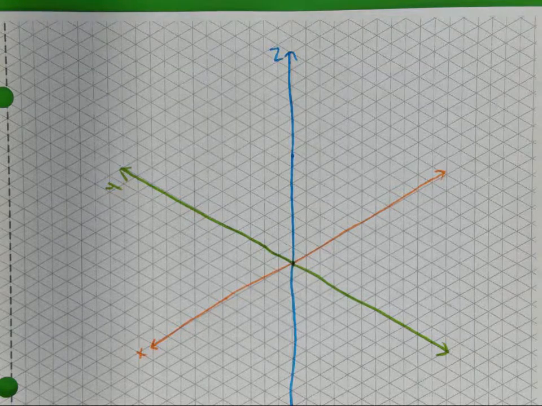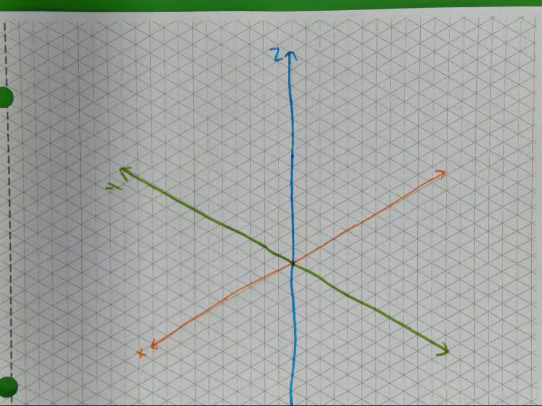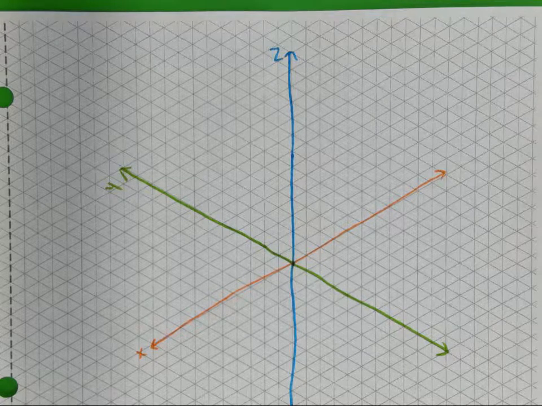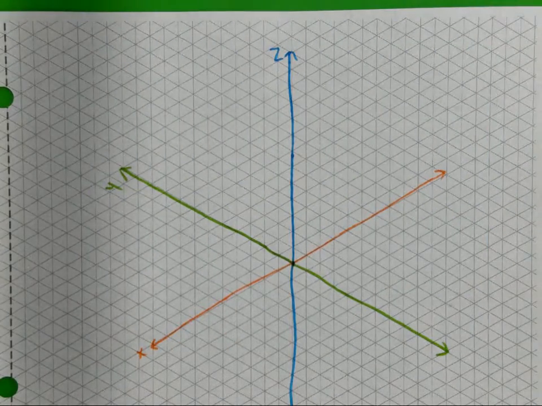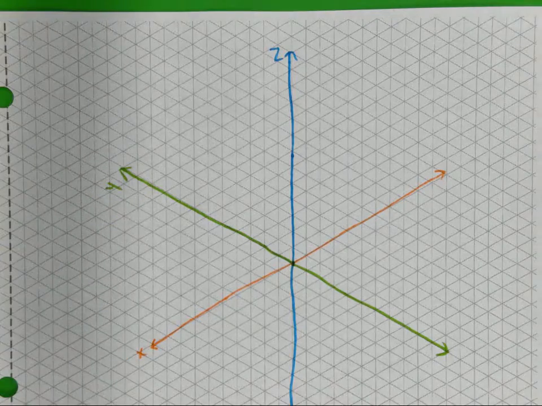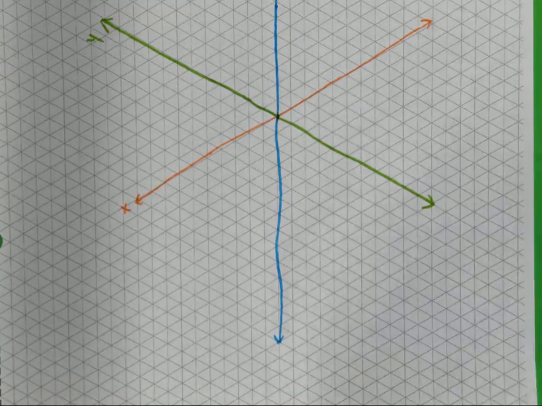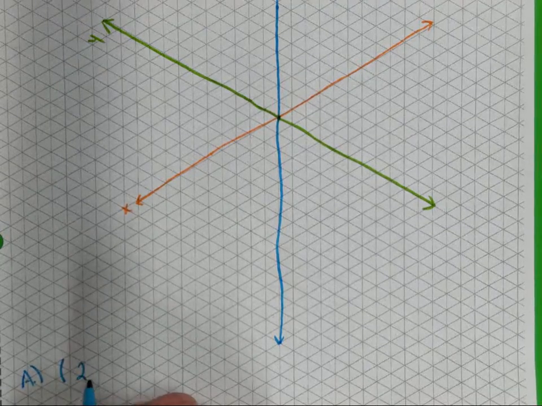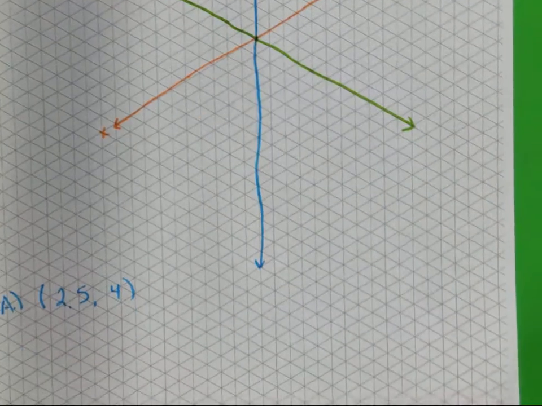It's pretty neat, isn't it? So we're going to graph a point in each quadrant. They have four quadrants just like what you're used to. So let's plot point A. Let's say 2, 5, 4. We're going to plot the point 2, 5, 4.